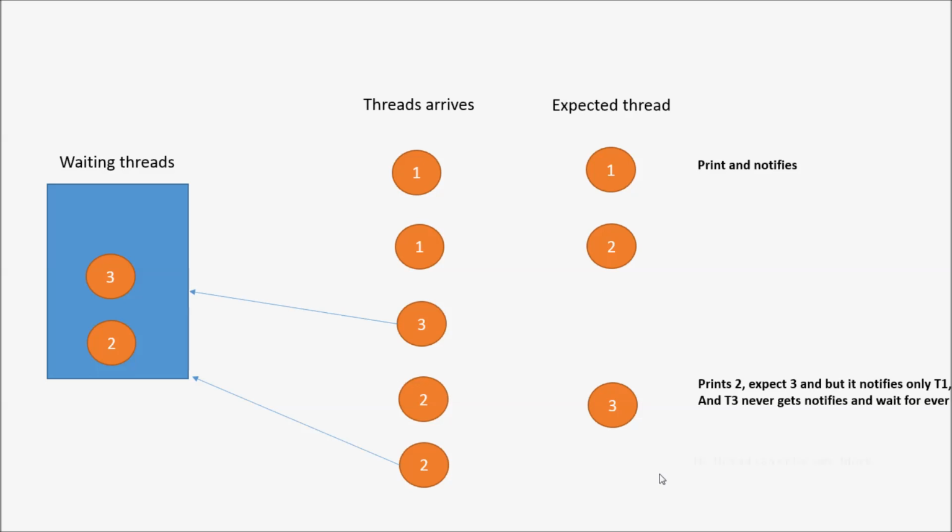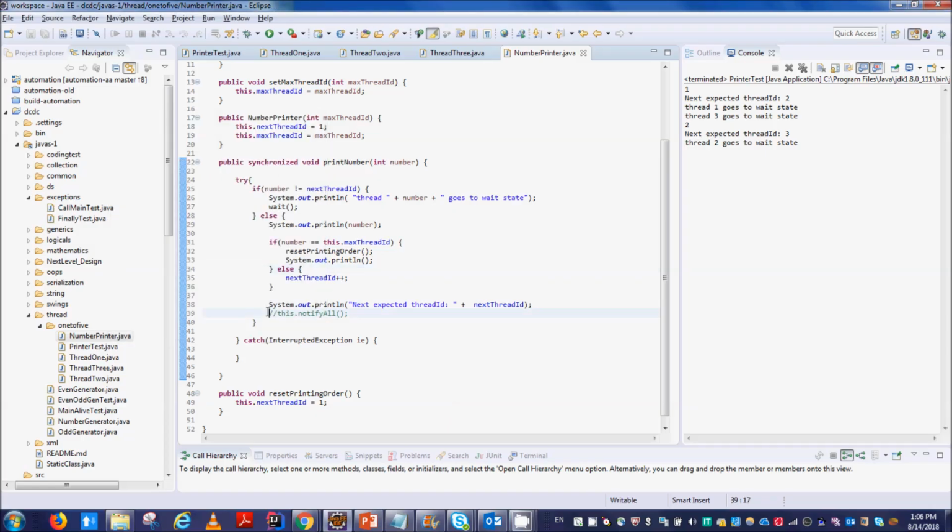After this, thread 1 will also come, which will also go to the waiting state, and thus all these threads will be in a waiting condition, waiting for acquiring the lock, whereas we are still waiting for number 3. So this is the problem with the notify.